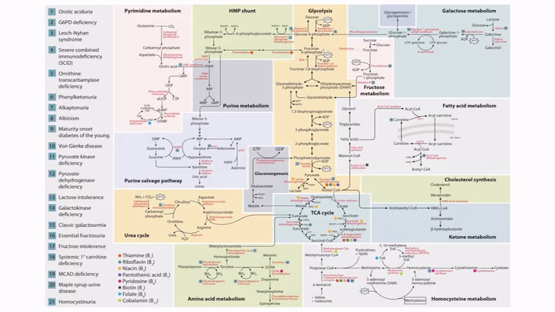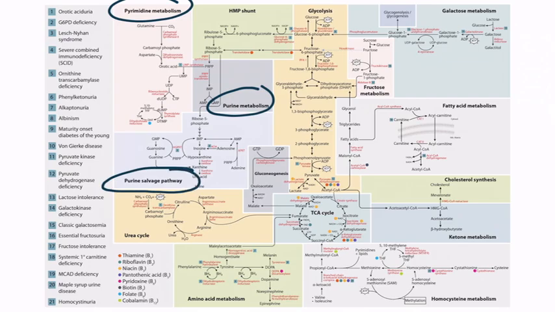This is the metabolic map provided in section 1 of metabolism. In this video, we're focusing on purine and pyrimidine synthesis. These pathways can be seen right here. We'll also be discussing the purine salvage pathway. Let's zoom up on these pathways.